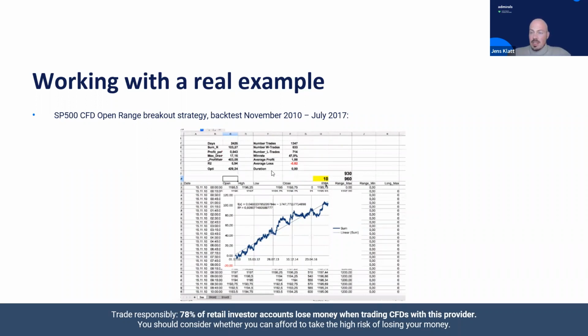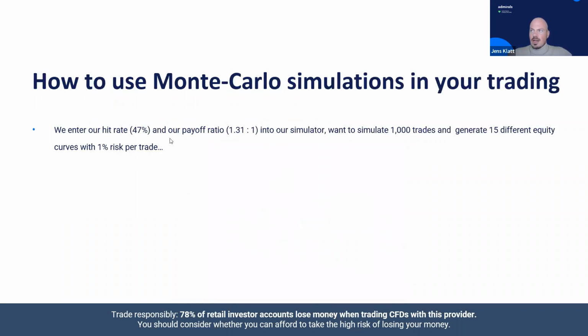And these are the only two numbers we need, in fact, to run this Monte Carlo simulation. So when we enter this hit rate into the Monte Carlo simulator and you say, I have a hit rate of 47%, then in, let's say, 100 cases on average, you have 47 ones and you have 53 zeros. And you have a payoff ratio. Each time a 1 hits, you get 1.3 euros, while every time a 0 hits, you lose 1 euro.